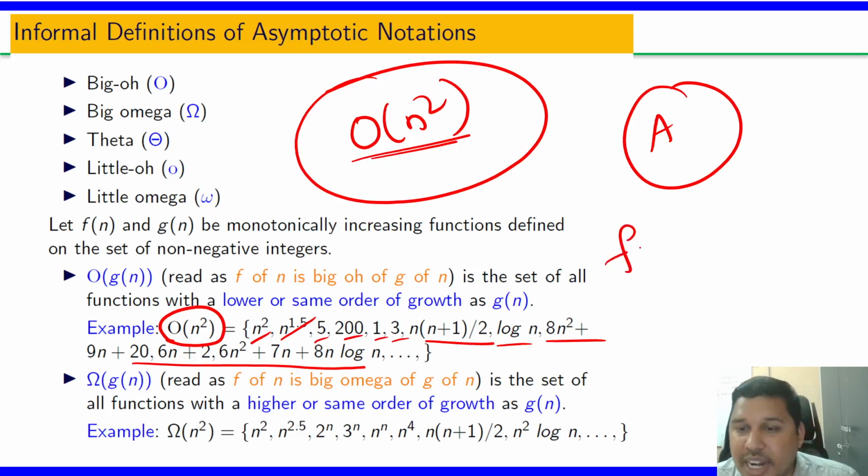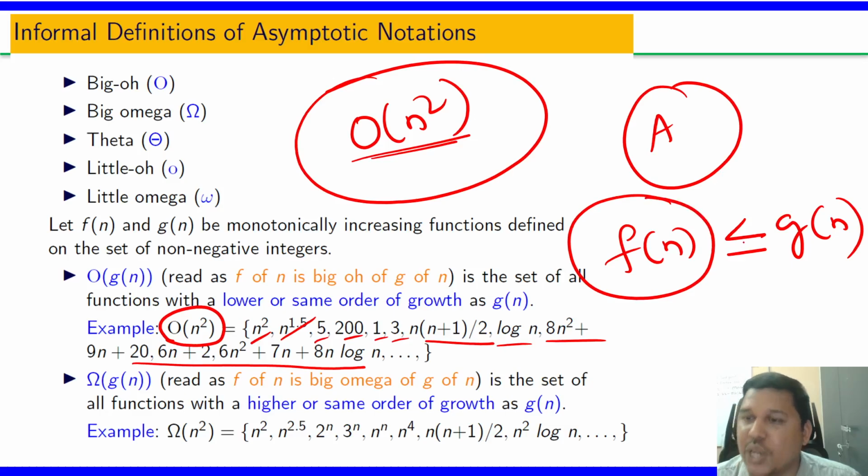Why? Because the condition is f of n less than or equal to g of n. If the order of growth of the function f of n is less than or equal to order of growth of g of n, then we represent it as order of g of n.